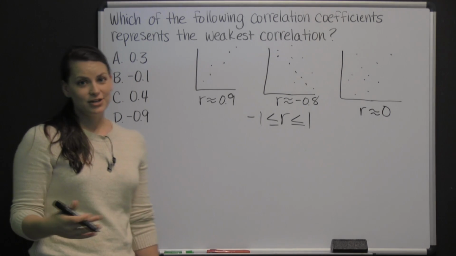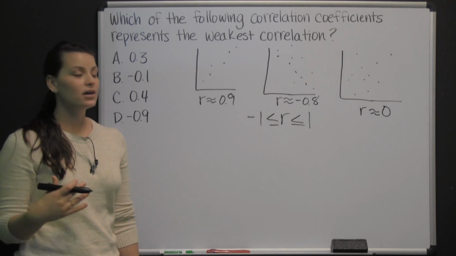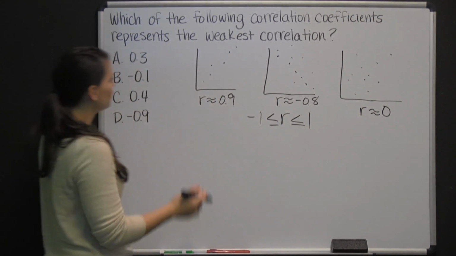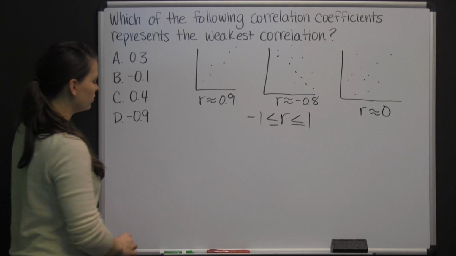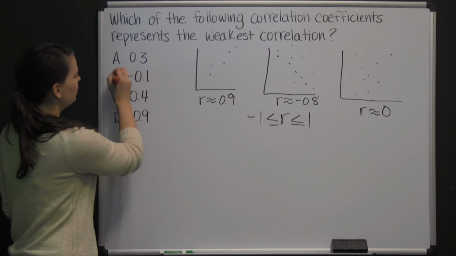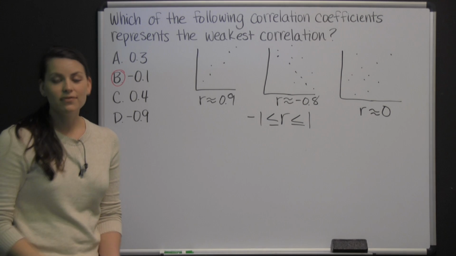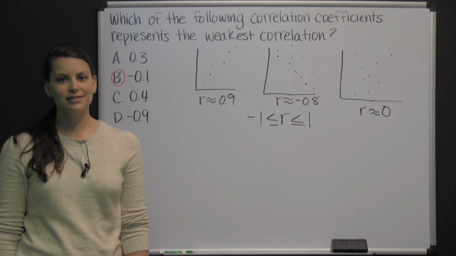So with that information, the weakest correlation coefficient is the correlation coefficient that is closest to 0. So that's what you're looking for in these answer choices. You're looking for the number that's closest to 0. And that would be your -1/10. So there you have an example of the type of question you'll see when you take the TSI test. Good luck.